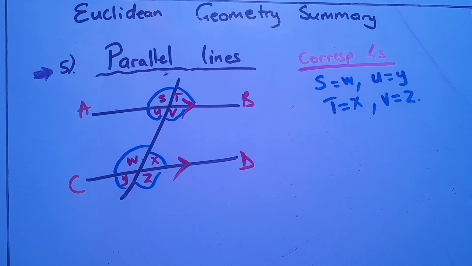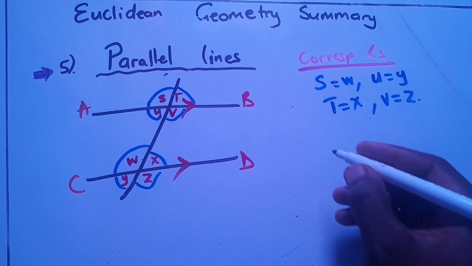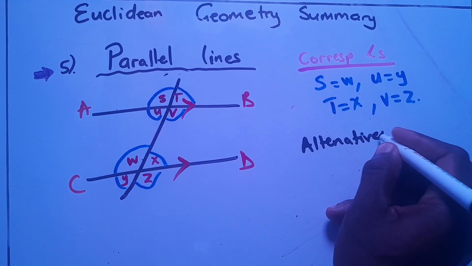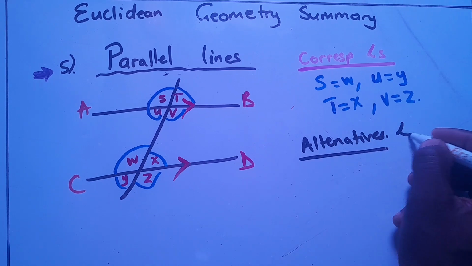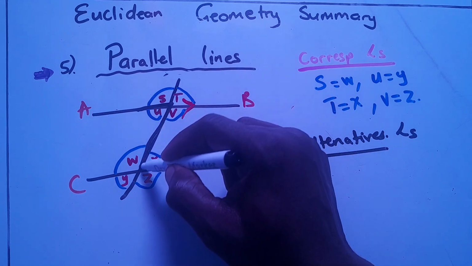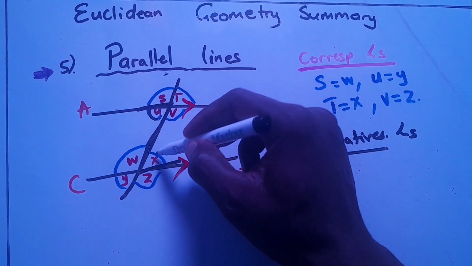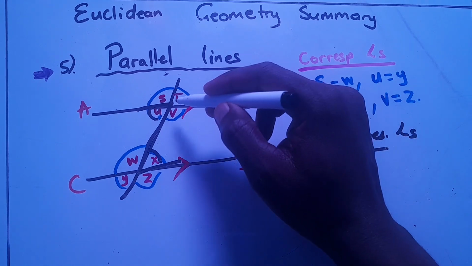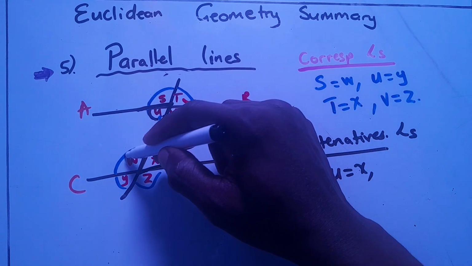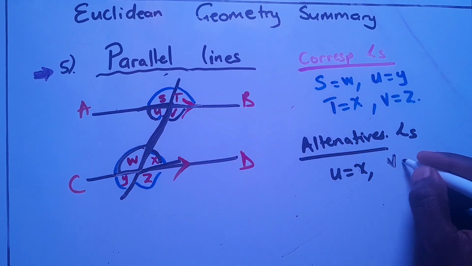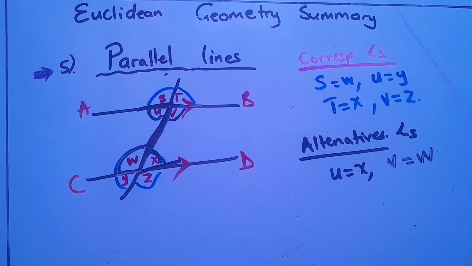So we also have what we call alternate angles. Alternate angles are the ones that form a Z. So we can draw a Z like this. We can see that our U is equal to our X. So U is equal to X. And also our V is equal to our W. So our V is equal to W. Right? So these are alternate angles.